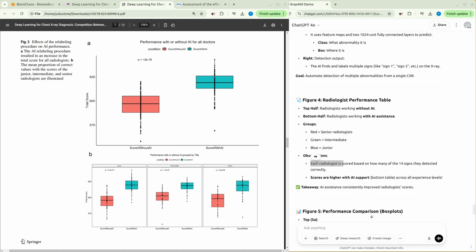Final thought: Figure 5 does a great job of summarizing the performance boost with AI. It's clear, statistically sound, and effectively communicates that AI assistance significantly benefits radiologists, especially less experienced ones. Anything else you want to unpack?